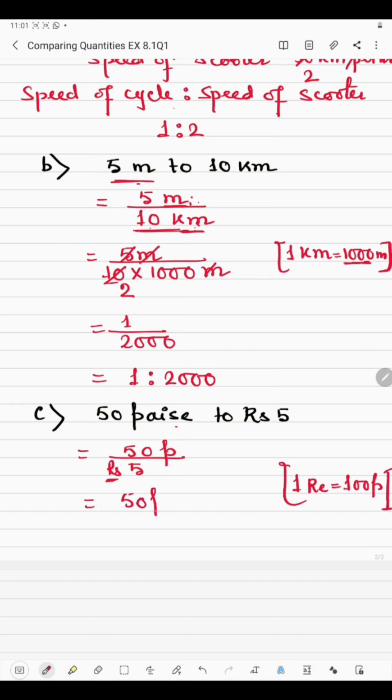In the numerator we have 50 paise, it will remain same. Now 5 rupees will be converted to paise, so 5 into 100 paise, because 1 rupee is equal to 100 paise, so 5 rupees means 5 into 100. Now paise will be cancelled. 0 will be cancelled and 5 will be cancelled. So in the numerator we have 1. So what is the ratio of 50 paise to rupees 5? It's 1 by 10. So the ratio of 50 paise to rupees 5 is 1:10.